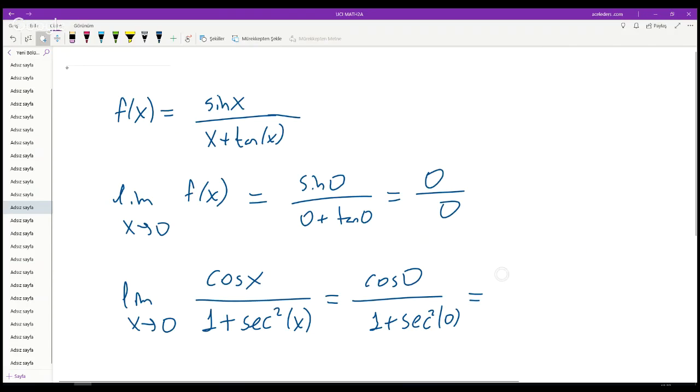So cosine 0 is 1 over 1 plus secant squared 0, which is still 1 because cosine 0 is 1. 1 over 1 is 1. Therefore, 1 over 2 is the answer of the derivative.